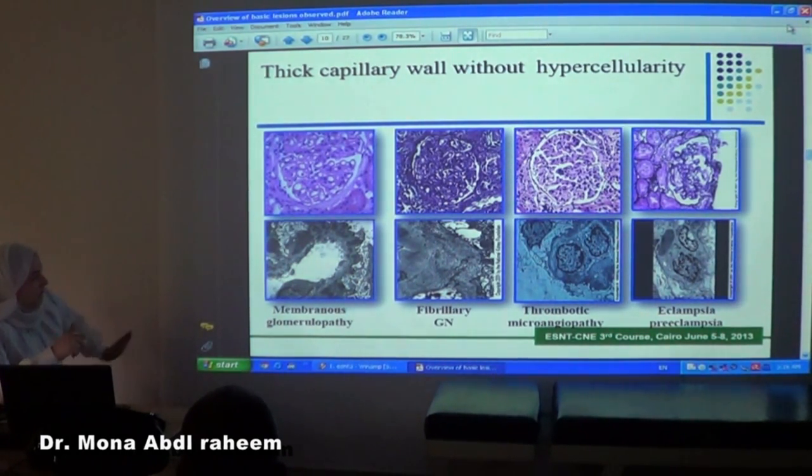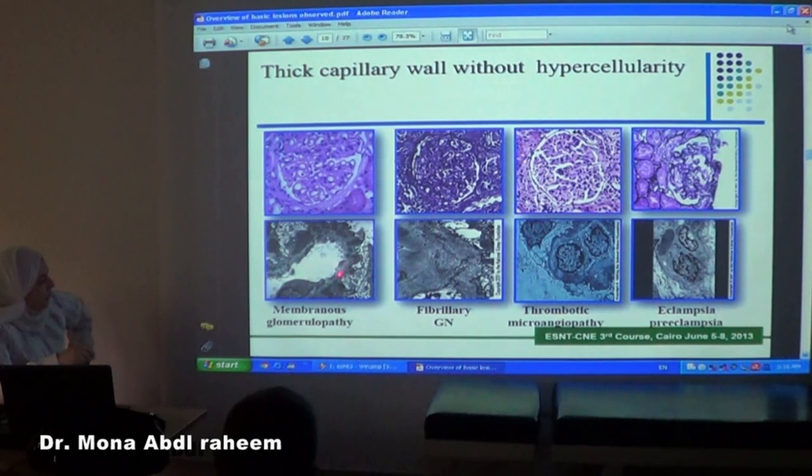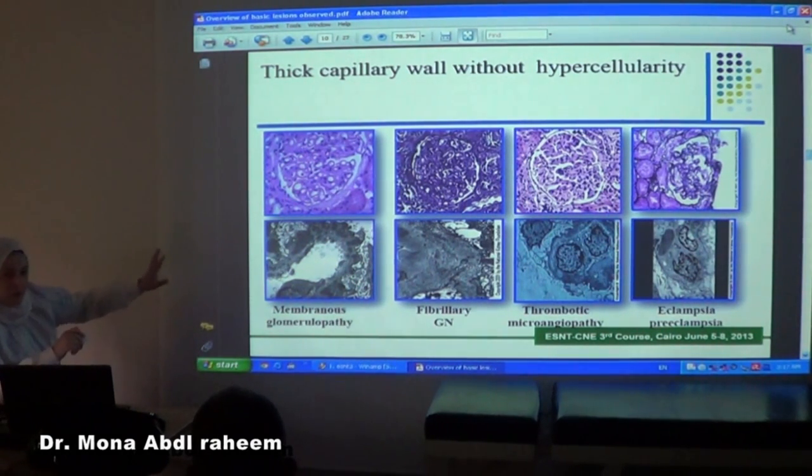On immunofluorescence, it has a specific pattern. In electron microscopy, you find these subepithelial dense deposits. But there are some other conditions that cause thickening of the basement membrane, so it is not restricted. More than 90% will be membranous, but there are some rare conditions such as eclampsia and preeclampsia, thrombotic microangiopathy, and fibrillary glomerulonephritis.